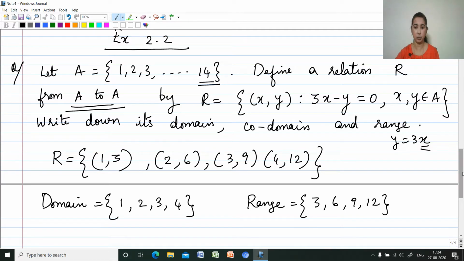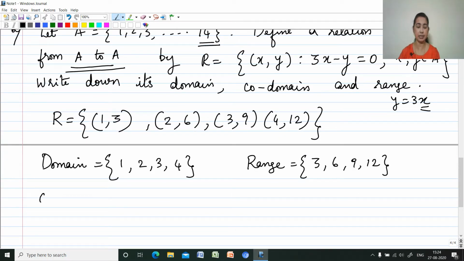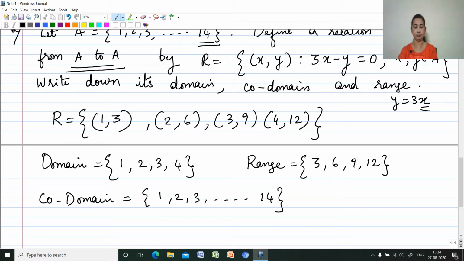And what about the codomain? Codomain means the entire second set elements. Codomain is equal to the entire second set elements, meaning 1, 2, 3, etc. up to 14. All the second set elements is called codomain. Okay. Now next one. Next question.